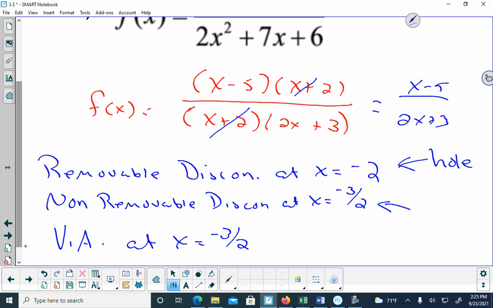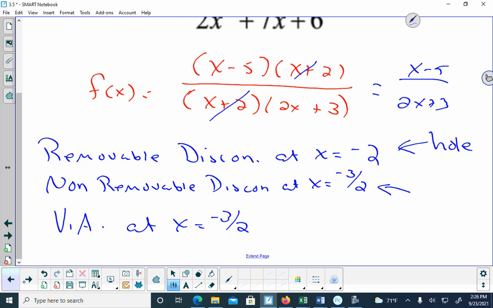Remember, we've already done that together this year, like a month ago. How would I find the coordinates of the hole? What would I do with that -2? Plug that -2 into here. Basically, when you're finding the coordinates of the hole, you're finding the limit. Does that make sense? You're doing the same work.